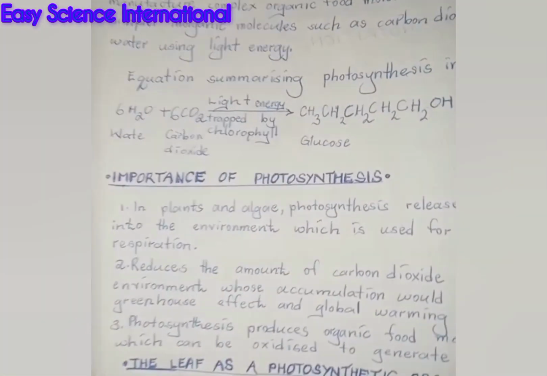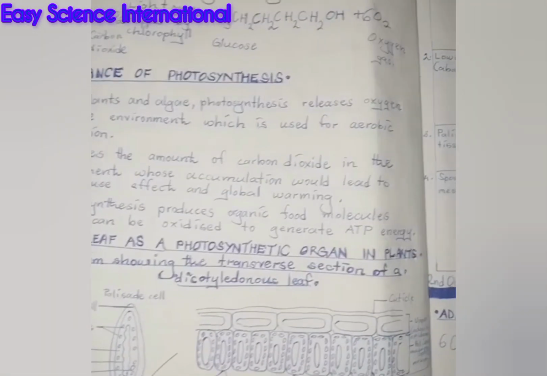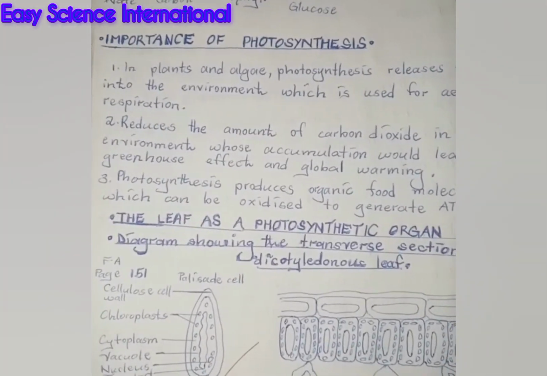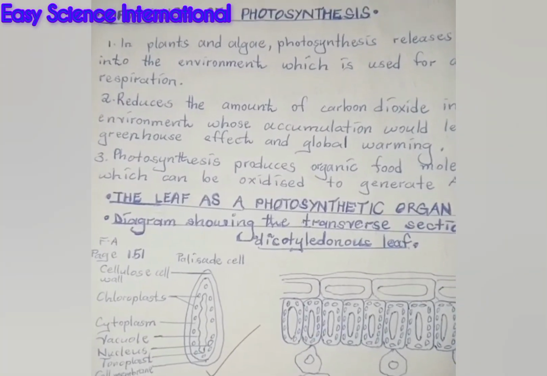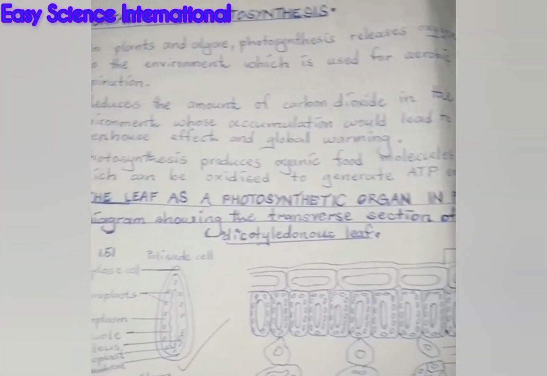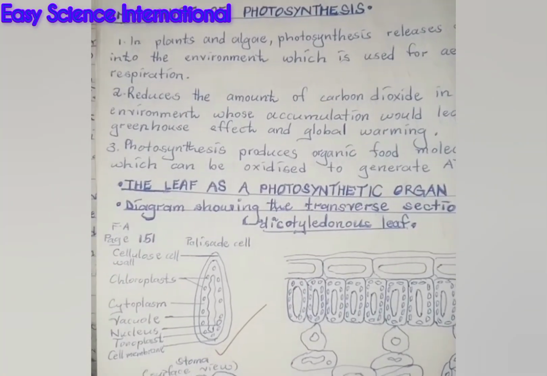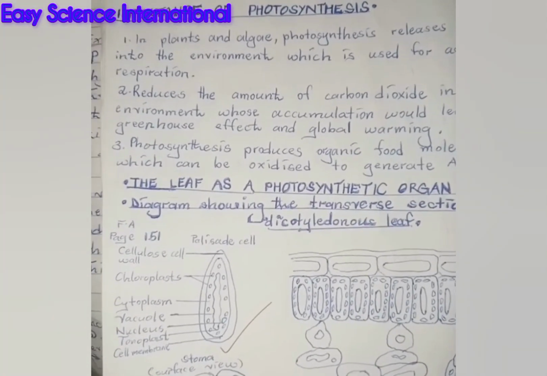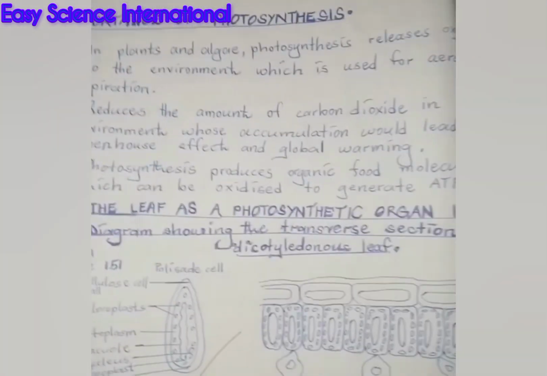So that is photosynthesis. We want to look at the importance of photosynthesis. 1, in plants and algae, photosynthesis releases oxygen into the environment, which is used for aerobic respiration. Secondly, it reduces the amount of carbon dioxide in the environment, whose accumulation would lead to greenhouse effect and global warming. And thirdly, photosynthesis produces organic food molecules which can be oxidized to generate ATP energy. So in brief, those are the importances of photosynthesis.